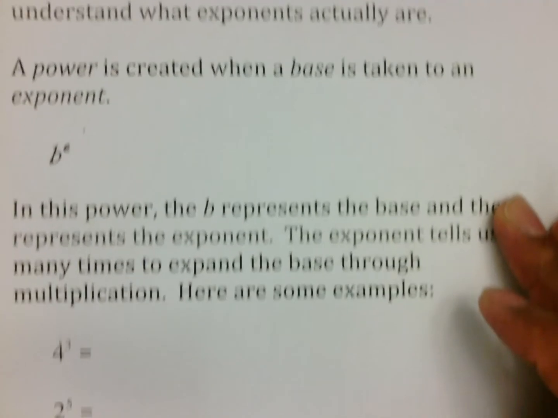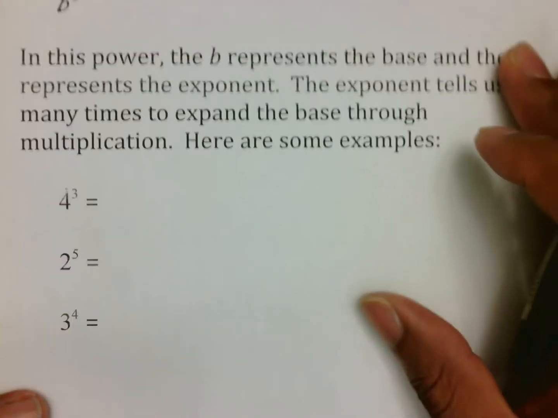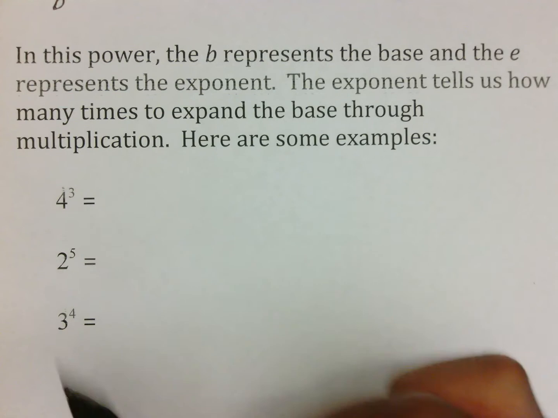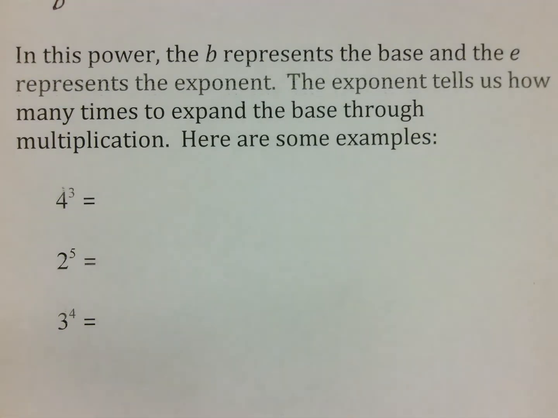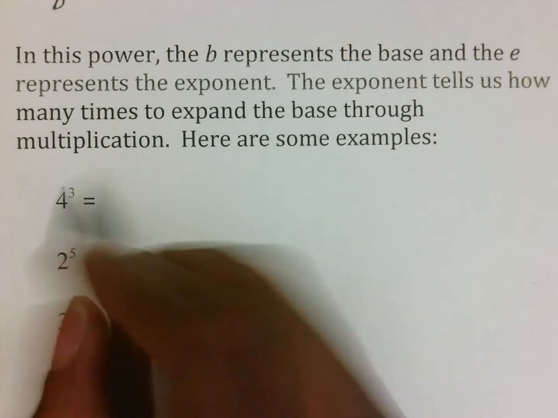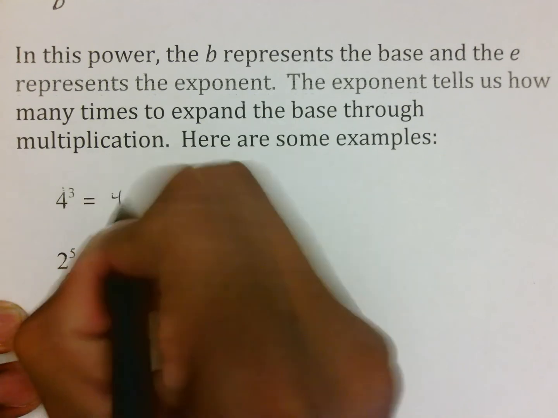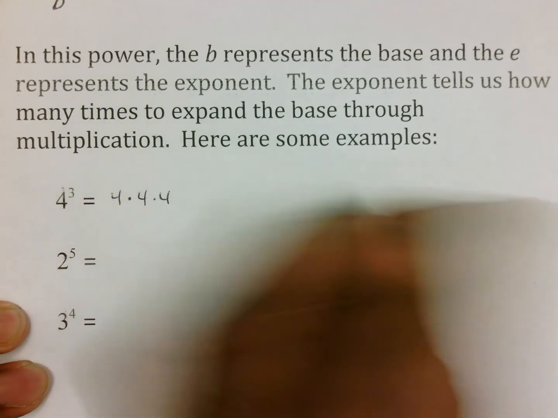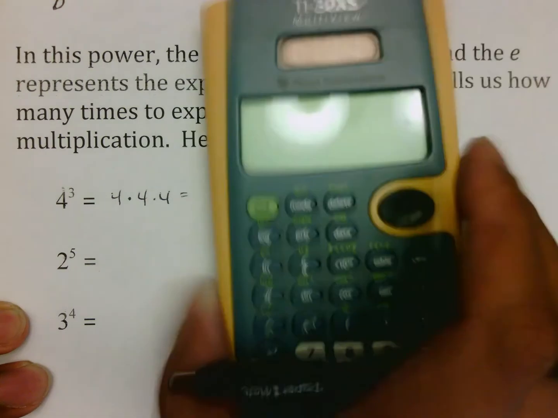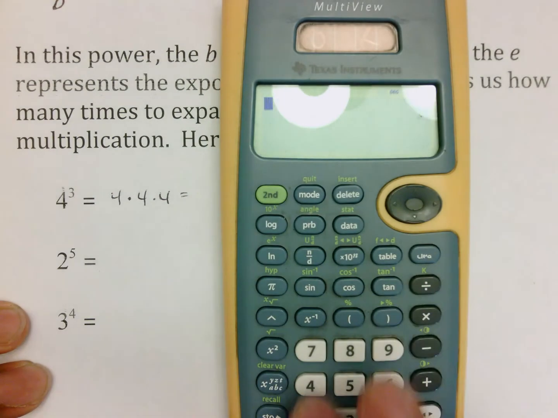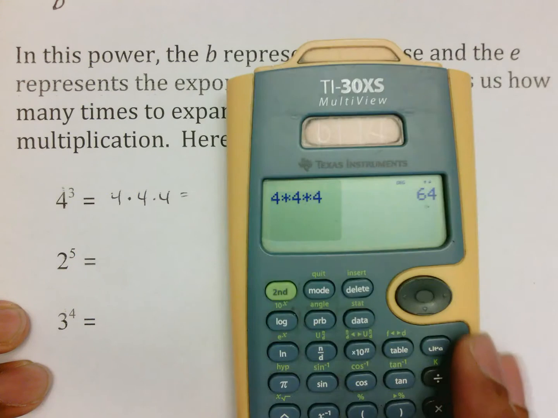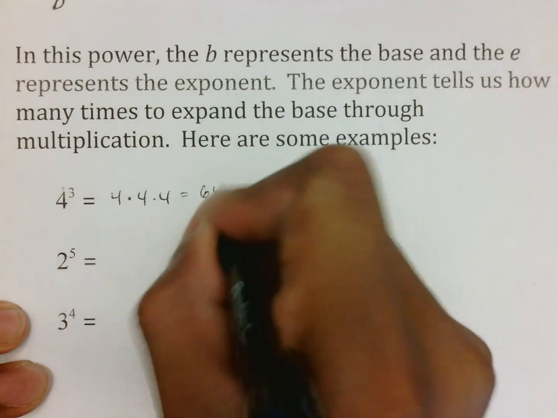So let's look at some really quick examples just to show you what you're going to do anytime you have an exponent in your problem. 4 to the third is how you say this one. 4 to the third means take the base of 4, expand it 3 times. So 4 times 4 times 4, which, if we wanted that answer, all we have to do is take our calculator, type in 4 times 4 times 4, and find out that the answer here is 64.